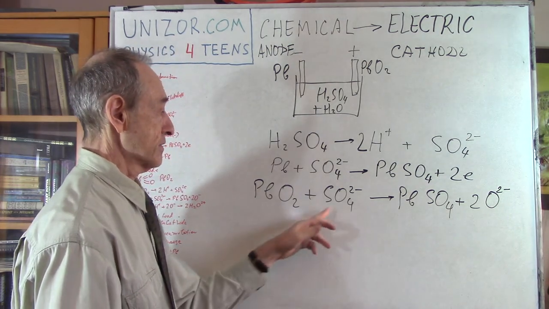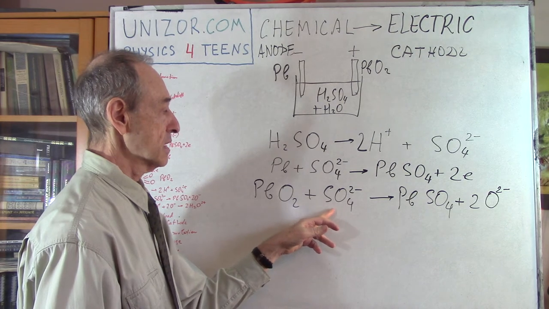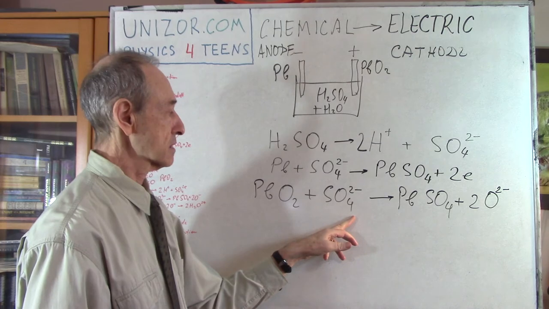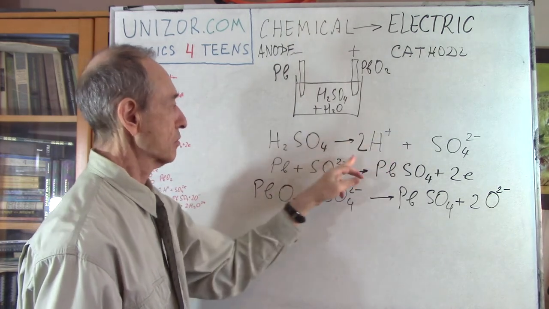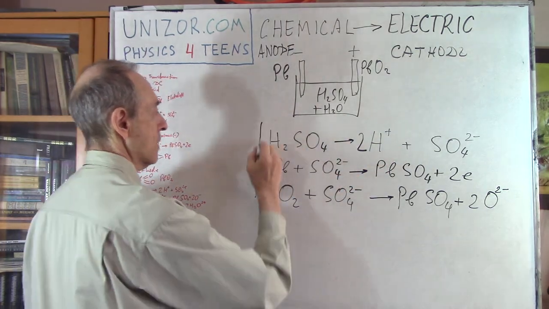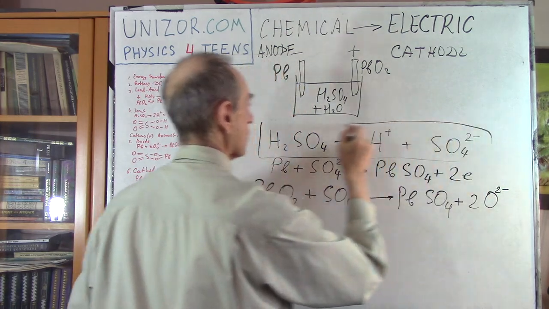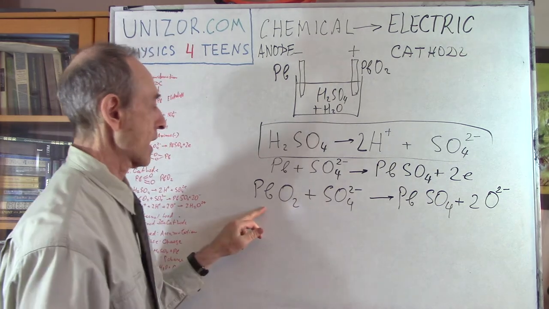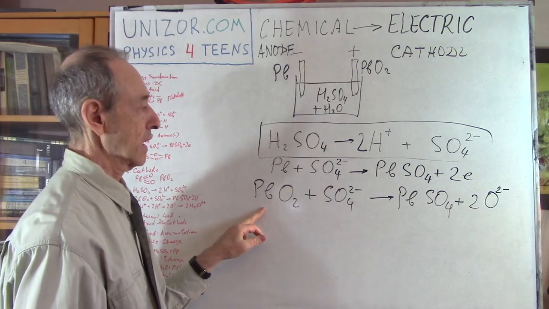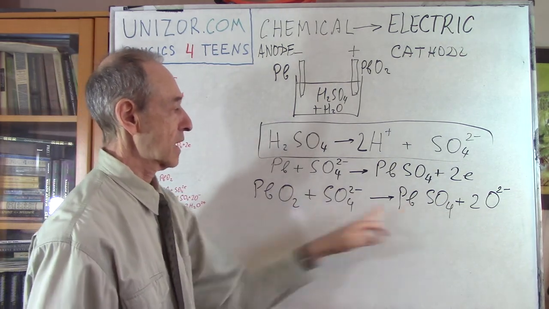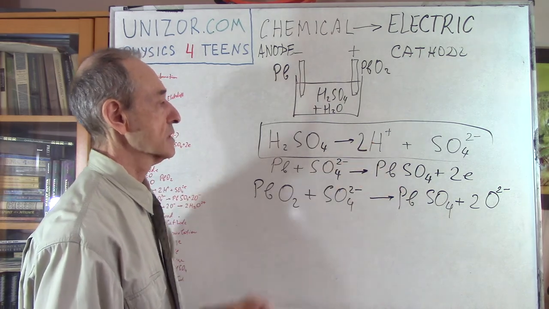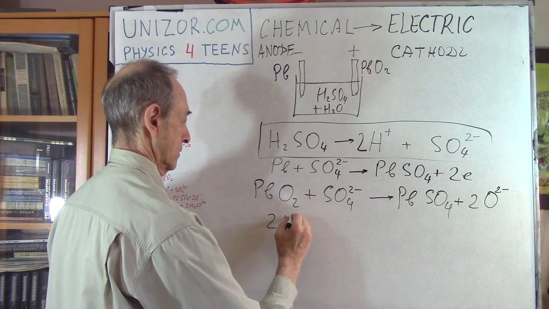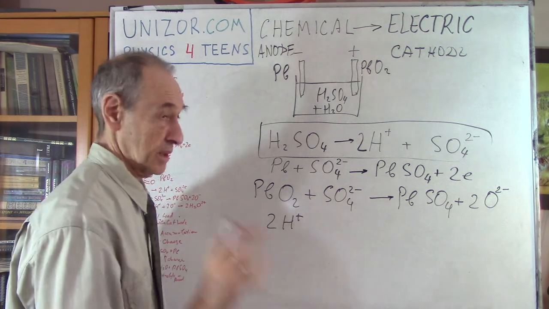Now, this thing is part of the molecule of H2SO4, of sulfuric acid. So another part is this one, remember? So this is the main ionization formula. So this thing reacts with lead dioxide. That's how it does it. And how about this one? Okay. But that's not it.